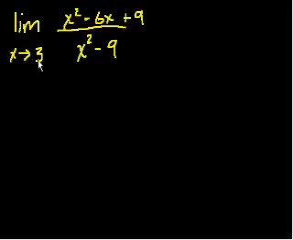But let's say, if we put the 3 in the numerator, we get 3 squared, which is 9, minus 18, plus 9. So that equals 0. And then the denominator also, 3 squared minus 9, that also equals 0. So we don't like having 0 over 0.